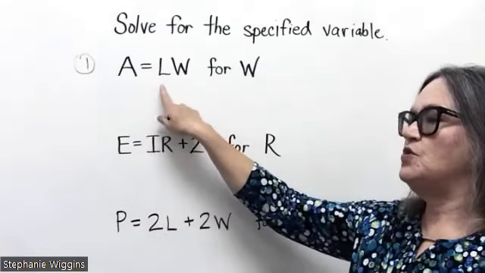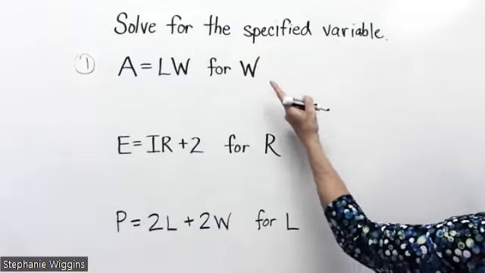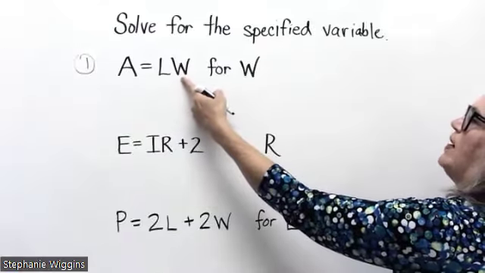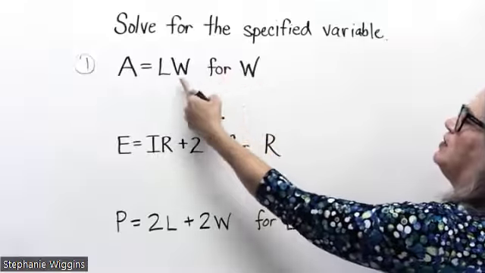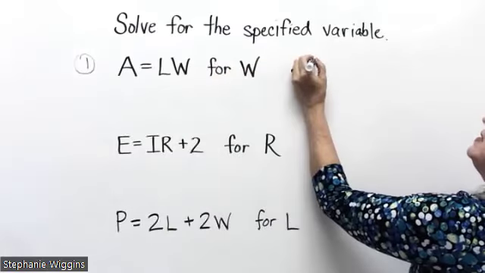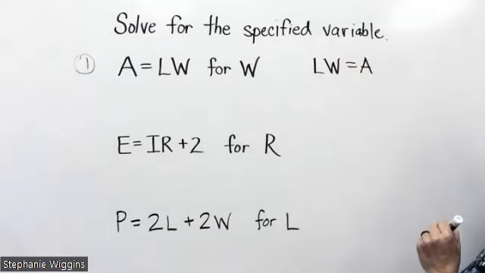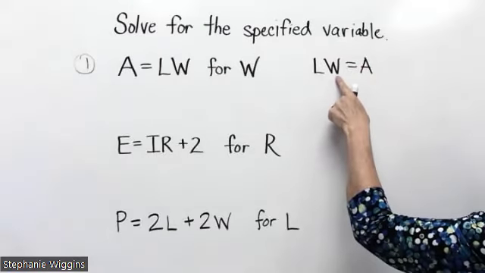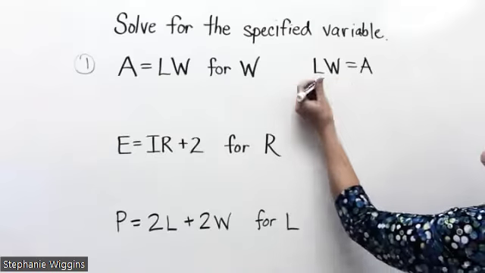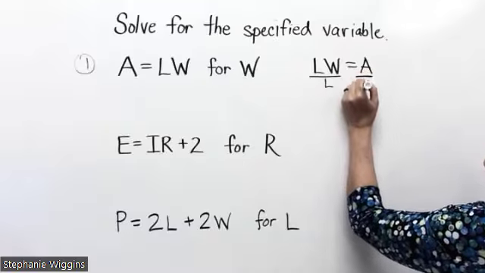And we're given that A equals LW. To solve for W just means we're going to isolate W. Here we have W on the right side of the equation, and I like to have W on the left because I'm solving for W. So I'm just going to switch both sides of the equation, and I'm going to have LW equals A. And then to get rid of the L here and have W by itself, since L is multiplied by W, I'm going to just divide both sides of the equation by L.